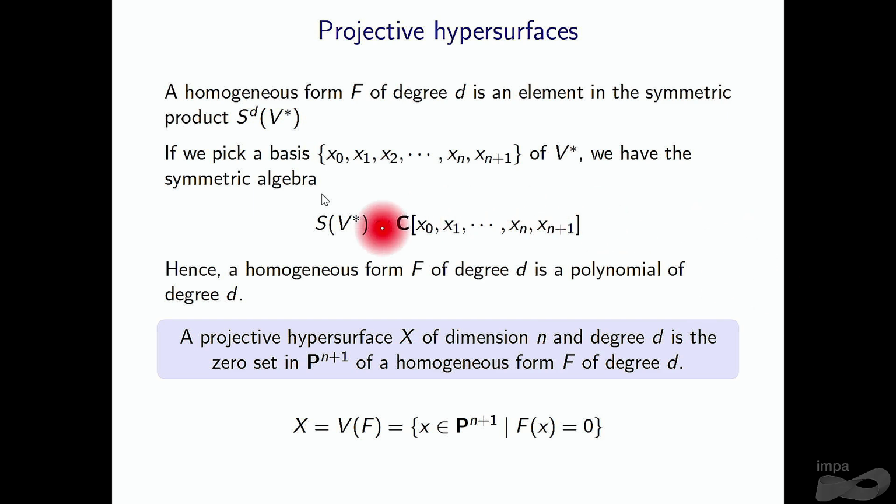And then, if we take a homogeneous form of degree d, which is just a polynomial of degree d in this set of variables, a projective hypersurface of dimension n and degree d in this projective space given by the vector space V of dimension n plus 2 is just the set of zeros of this polynomial here. So this is the object we're going to be studying. Very simple, probably the simplest version of algebraic variety you can imagine, compact.